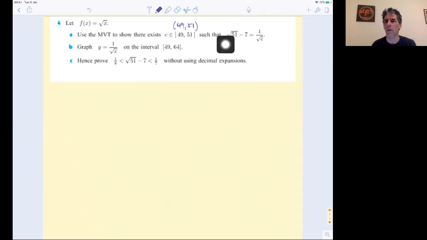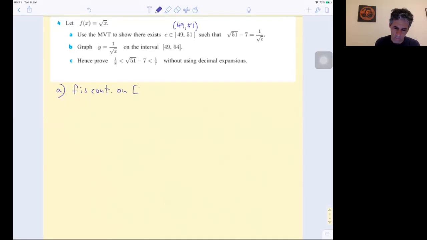Okay, so if we're going to use the mean value theorem, it's usually a good idea to explain why we can use the mean value theorem. And the reason we can use it here is that f is continuous on the closed interval [49, 51]. Now, in a previous question, somebody asked, how do we show this? If it's just a polynomial expression or any expression to any old power, in this particular case we have x to the 1/2, you can just assume it's continuous.